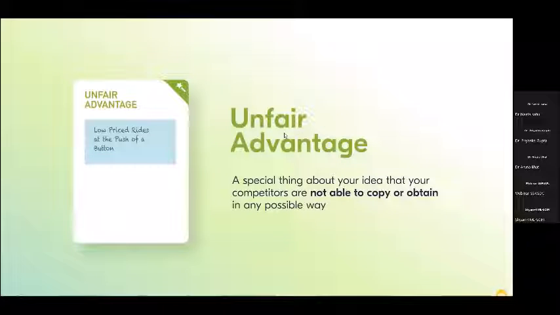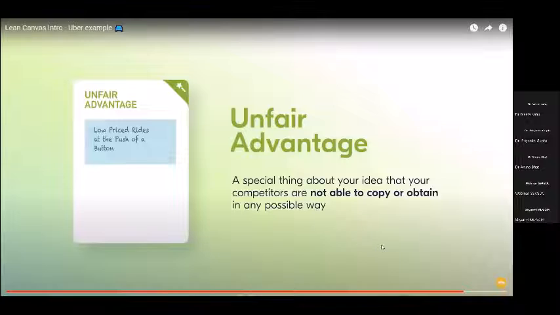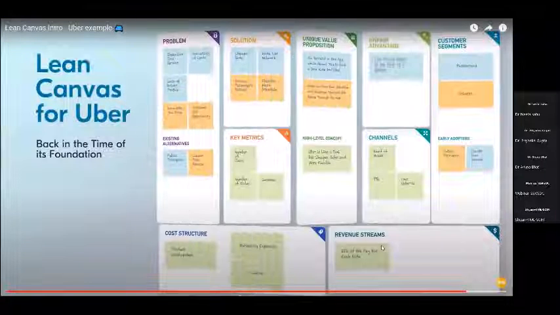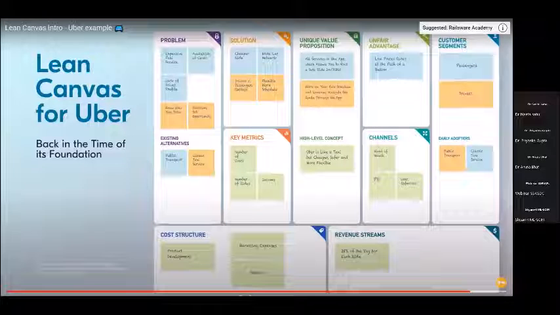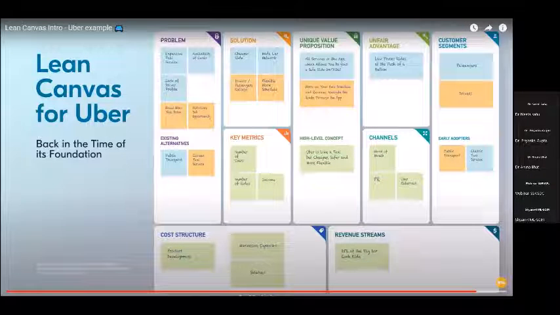You can fill in this box later when some other things have started to go in your favor. When Uber was founded, its unfair advantage was the experience the application offered: low-priced rides at the push of the button. That's it. Remember that your lean canvas can and needs to be changed once you get new feedback from your customers. While you're in a startup mode, you're still testing various hypotheses.